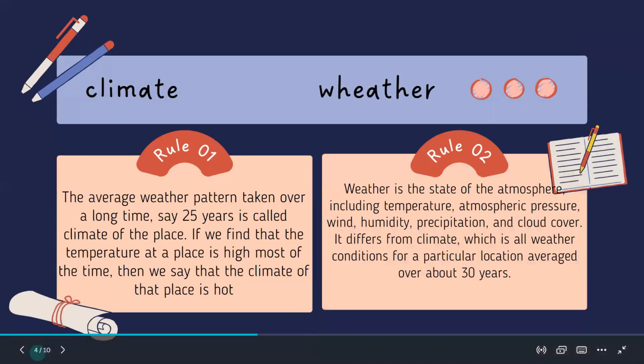Climate is the average weather pattern taken over a long time. Say 25 years is called the climate of the place. If we find that the temperature at the place is high most of the time, then we say the climate of the place is hot. So we are seeing in this condition that the climate is very hot. The pattern taken over a long period of time is called the climate.